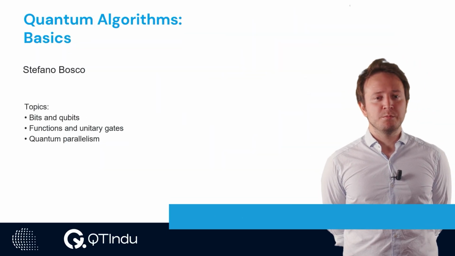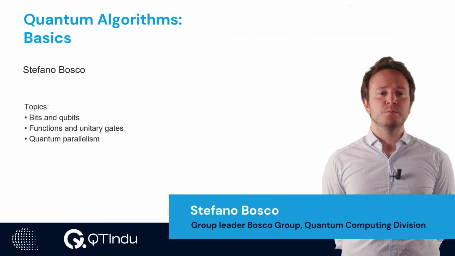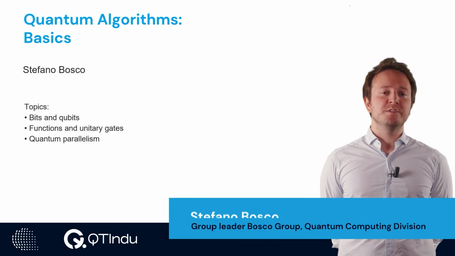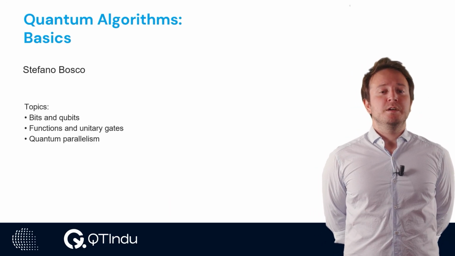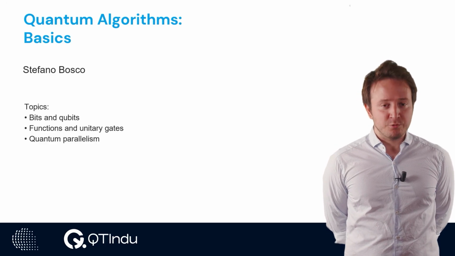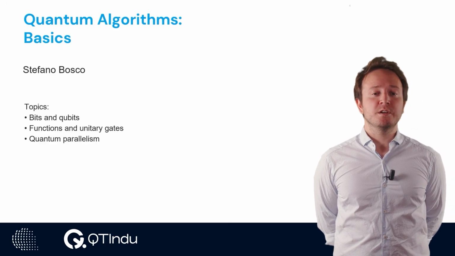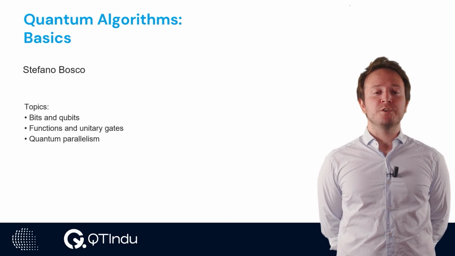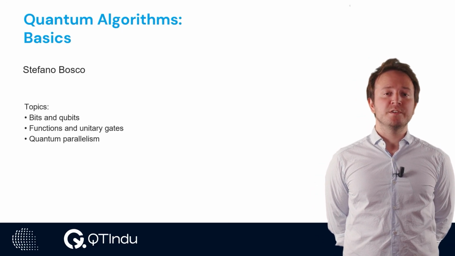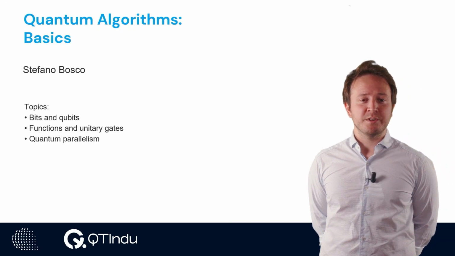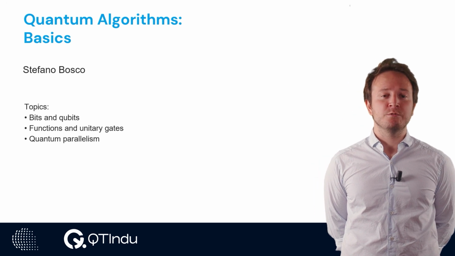So welcome back, everyone. Today we'll be discussing the basics of quantum algorithms. In particular, we'll be discussing what bits are and what qubits, or quantum bits, are. We will also be discussing how to implement functions in a quantum computer by using unitary operations and unitary gates. And finally, we'll be discussing some of the features that give quantum computers an advantage. In particular, we will be introducing the concept of quantum parallelism.